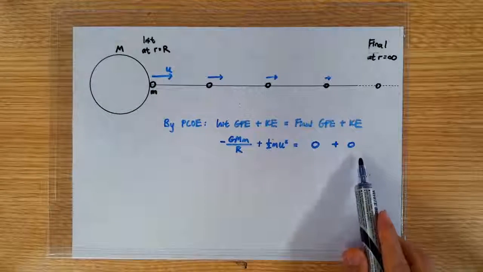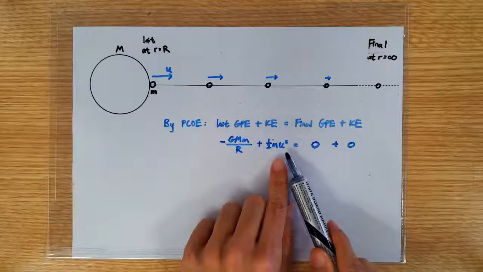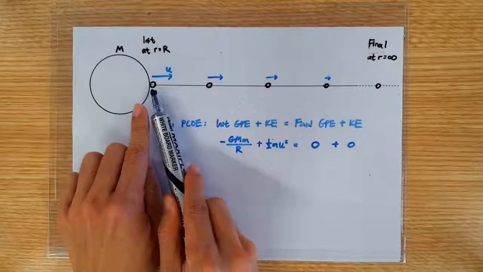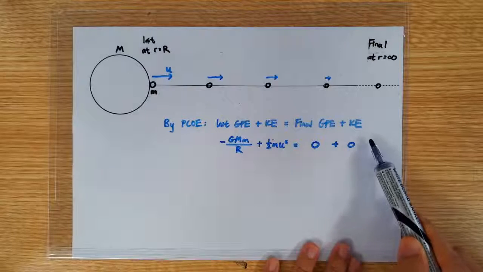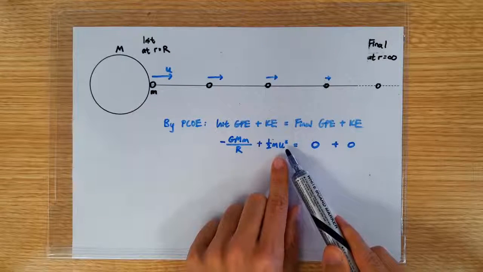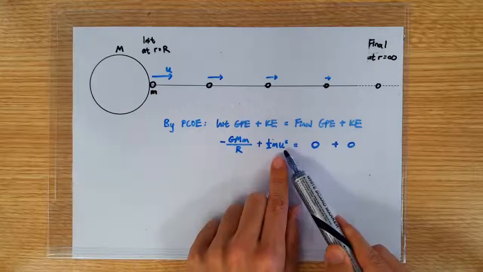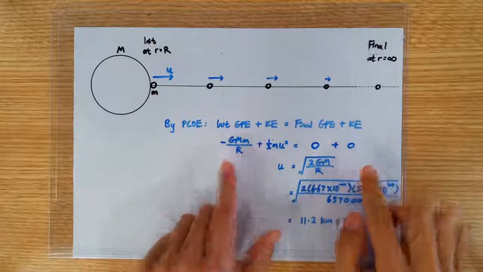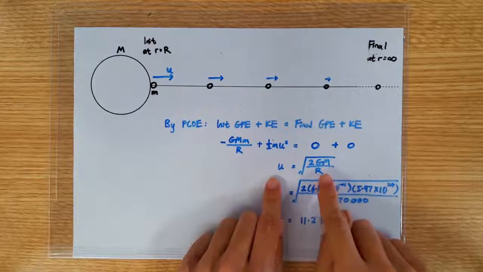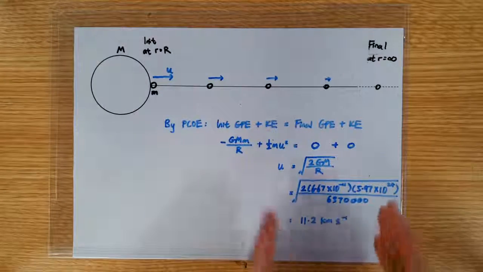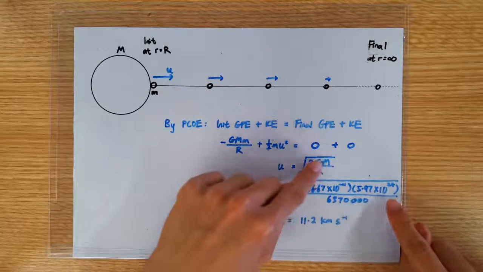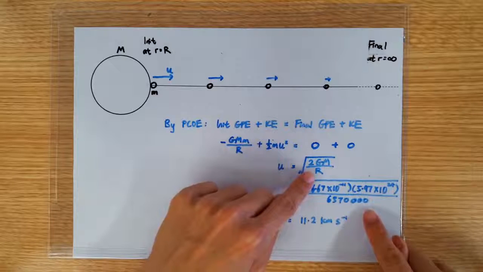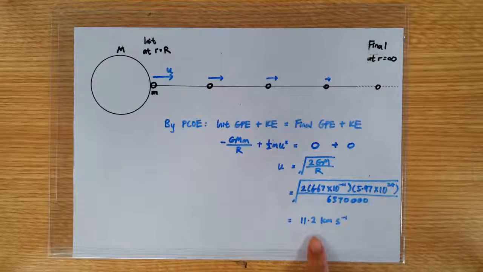We write it as 0 because we are trying to solve for the minimum launch speed u such that the mass can escape. If we had written KE as some other positive number, then you would have gotten a value of u that's larger, of course, and that wouldn't be the minimum. Rearrange the equation and you get u is equal to the square root of 2GM over R. Sub in the numbers: the gravitational constant, the mass of the Earth, the radius of the Earth, and you get this number, 11.2 kilometers per second.